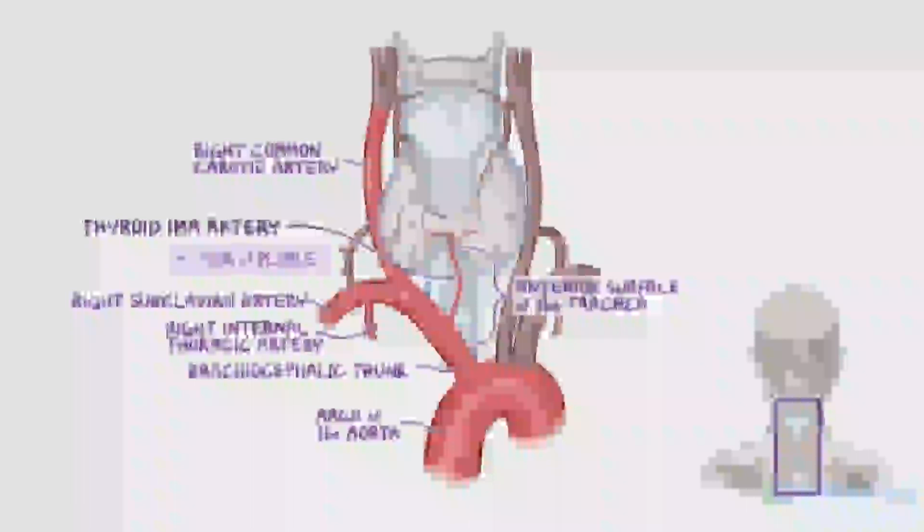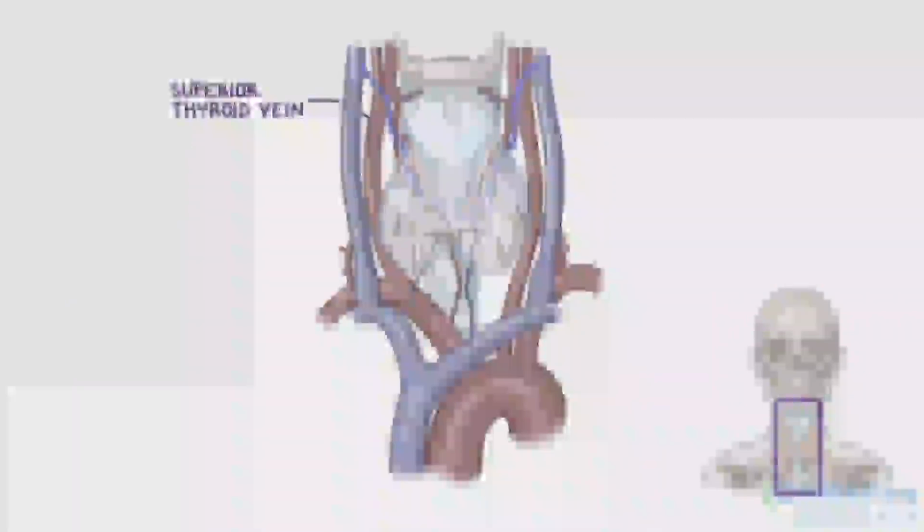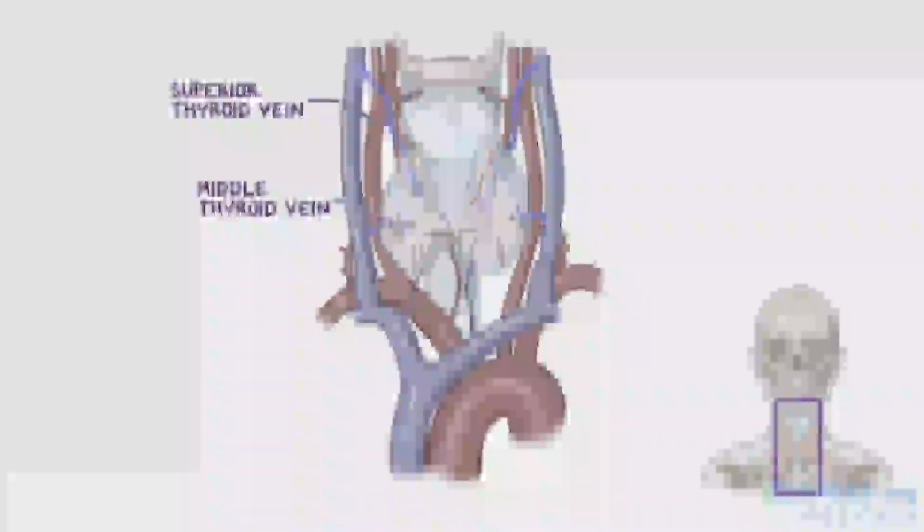The venous drainage of the thyroid gland is through 3 pairs of thyroid veins: superior thyroid veins, which accompany the superior thyroid arteries and drain the superior poles of the gland, middle thyroid veins, which run parallel with the inferior thyroid arteries and drain the middle of the lobes, and the inferior thyroid veins, which drain the inferior poles of the gland. And so that should be pretty easy to remember, right?